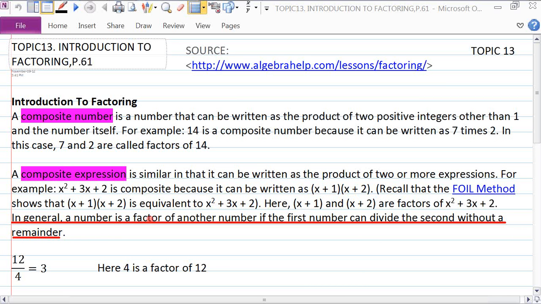In general, a number is a factor of another number if the first number can divide the second without a remainder. So 12 divided by 4 gives me 3. So we say 4 is a factor of 12, because when we divide 12 by 4, we get 3, and there's nothing left. There's no remainder here. It's an exact division. Similarly, we could divide 12 by 3 and get 4. So 3 is also a factor of 12.